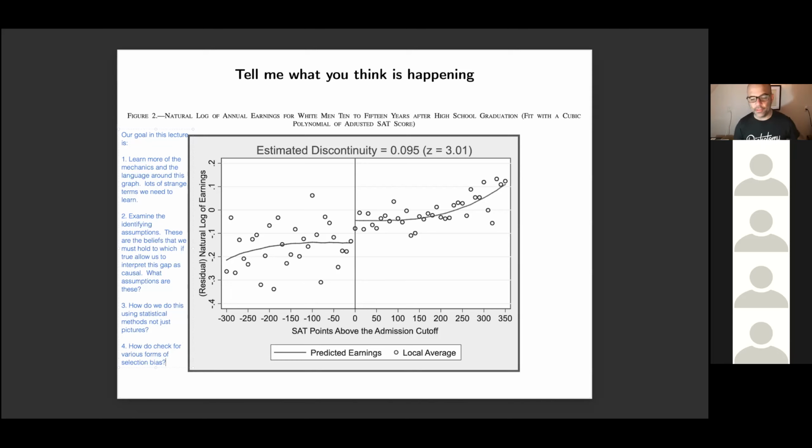That's really the summary of the talk today. We want to learn more of the mechanics and the language around this graph and this procedure. There's lots of strange terms we need to learn. We want to learn the identifying assumptions that have to hold. We want to learn what statistical models to use instead of pictures, and we want to check for various forms of selection bias. All right, so let's look at that.